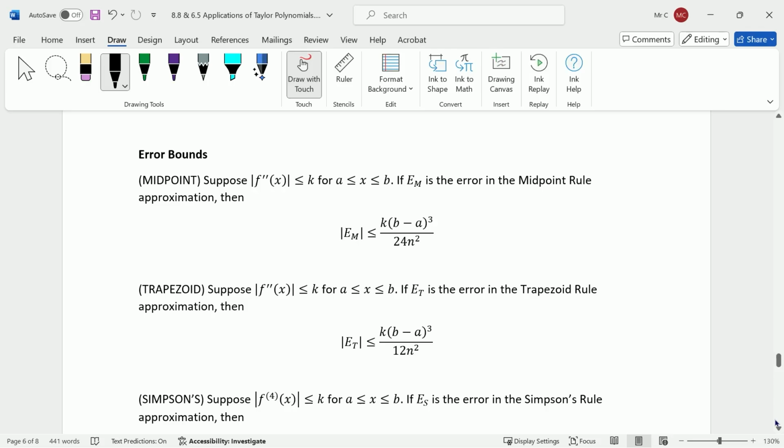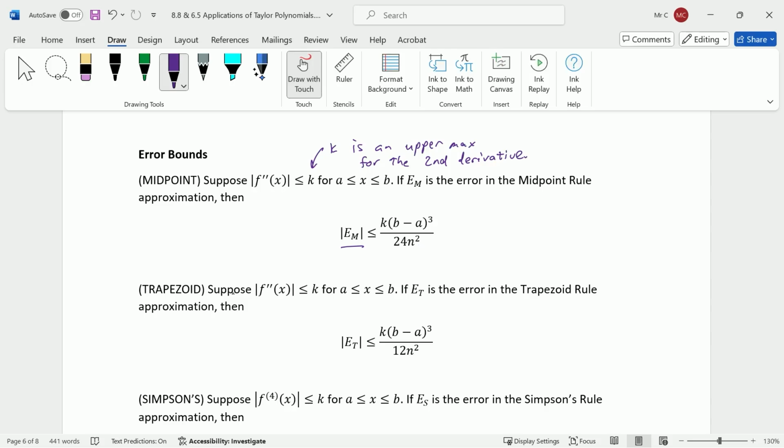Now, the midpoint error bound says that suppose you can bound the second derivative of f by some number k. So in other words, k is an upper max for the second derivative. In general, we have to find this. We have to go, okay, what's a number that we know will always be bigger than the second derivative on the interval from a to b? Then if E sub n is the error in the midpoint rule, E sub n is bounded above by that number k times (b minus a) cubed over 24 n squared.